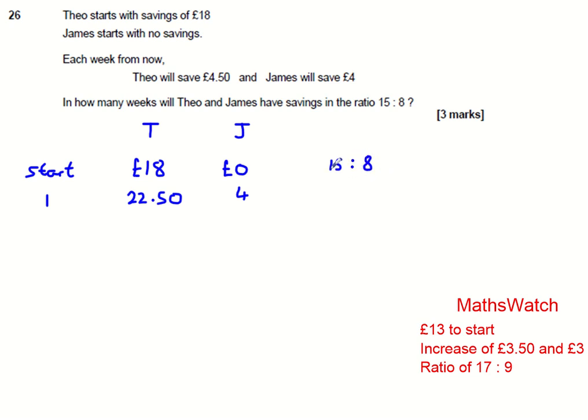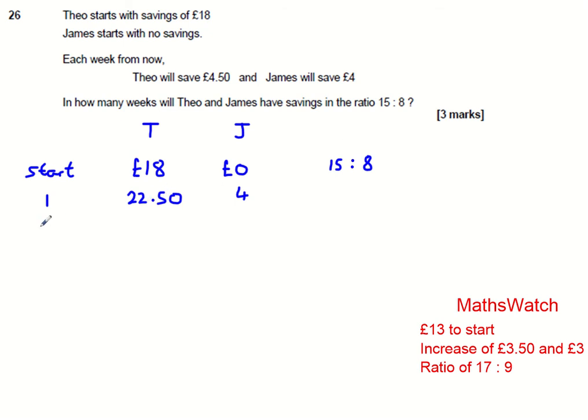Now 15 to 8 can be scaled up, so it could be like 30 to 16 if we doubled both of the numbers. It could be 45 to 24 if we multiply both by 3. Or we could try and turn these numbers into one of these two. So for example, if we know that James has got 4, if I double 4 I get 8. If I double 22.50 I get 45, which is not the same as 15, so that is not in the ratio.